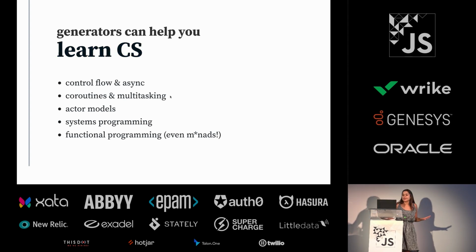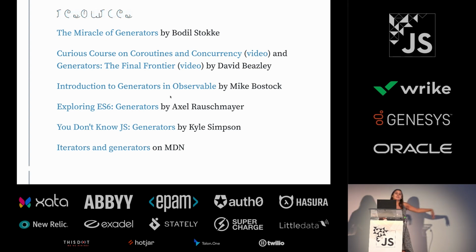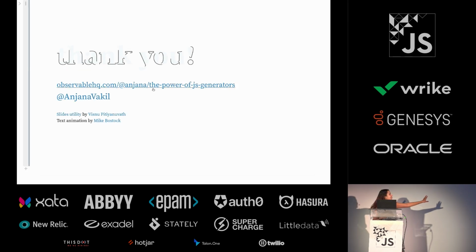So I'm going to leave you all with some resources. The slides all have the links online, but there's a great talk from back in the ES6 days by Bodil Stokke about the miracle of generators. And there are some excellent resources on generators in Python as well, which has had generators since the dawn of time, as far as I know, and we can learn a lot from that community too. So lots of great resources out there. You can find them all in my slides on Observable.